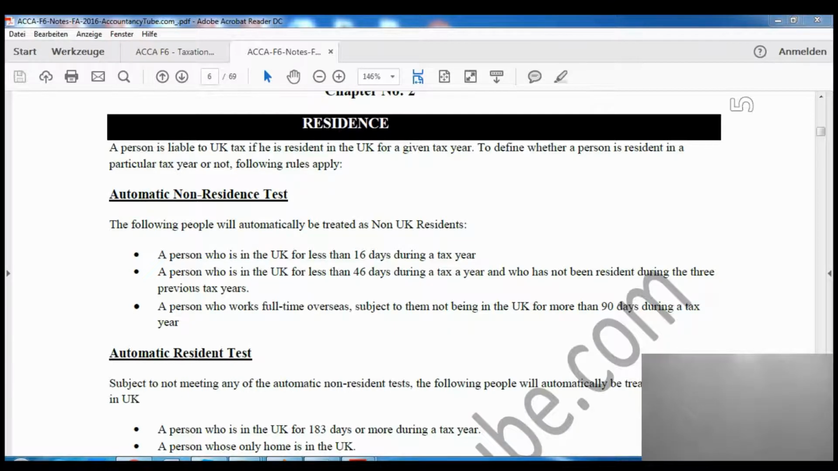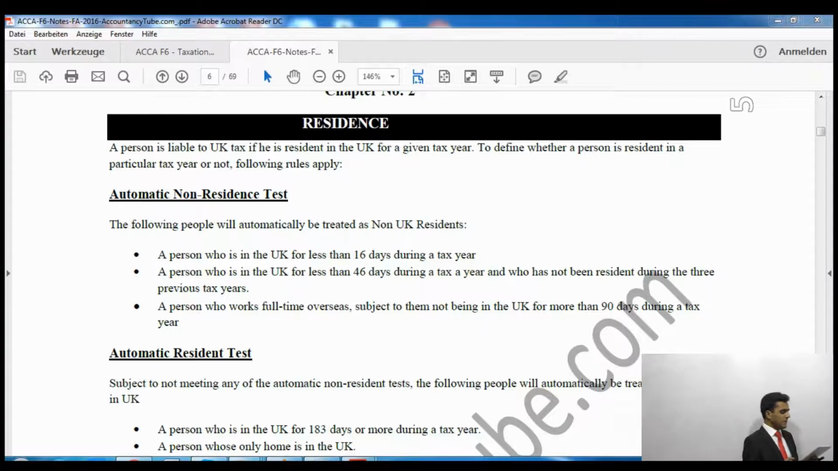First one says if you are in the UK for less than 16 days, then you are not UK resident. As simple as that. If you spend 16 days or less, you will be automatically non-UK resident. The second test says that if you spend less than 46 days in the UK and you have been non-UK resident in the previous 3 tax years as well, then you will be automatically non-UK resident.